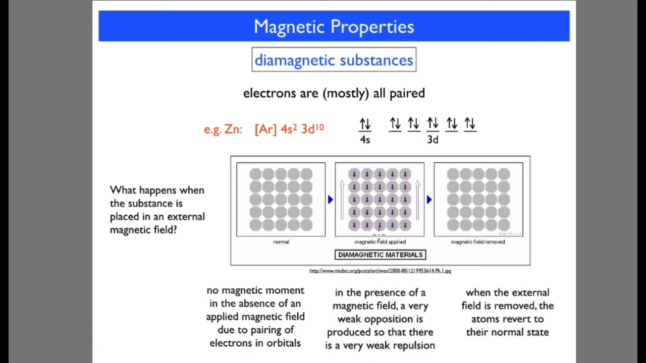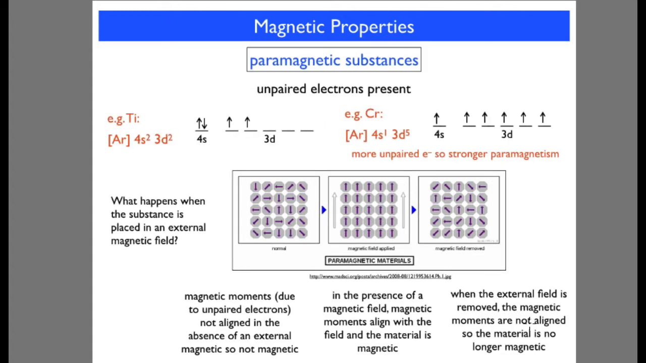If you add a magnetic field to a diamagnetic material, in the presence of the magnetic field, a very weak opposition is produced, so that there is a very weak repulsion. If you then remove the external field, the atoms revert to their normal state. That's diamagnetic. Let's look at paramagnetic.